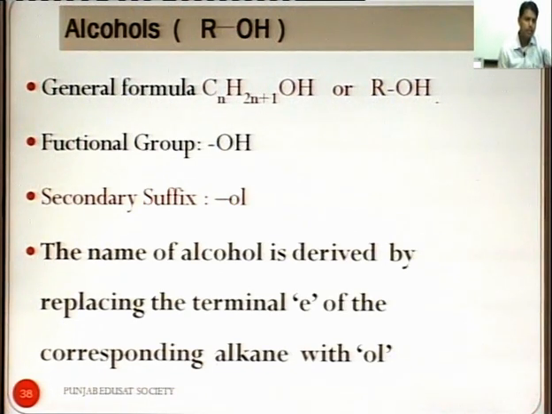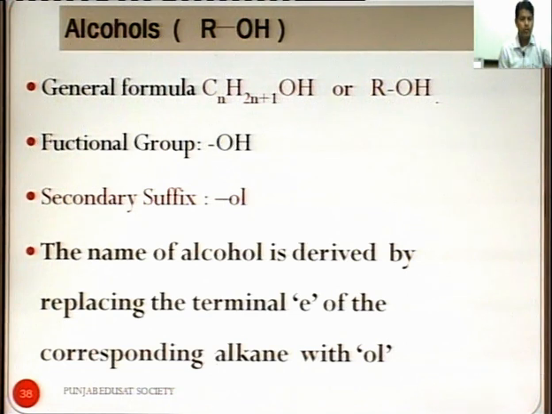Next members are alcohols. So, first was alkane, then alkene, then alkyne, and next is alcohol. Alcohols have the functional group OH. So, which have the functional group OH? These are called alcohols, that is the hydroxy group. The general formula is CnH2n+1OH, that is ROH. R is an alkyl group, that is any alkyl group with one carbon with one hydrogen atom less.